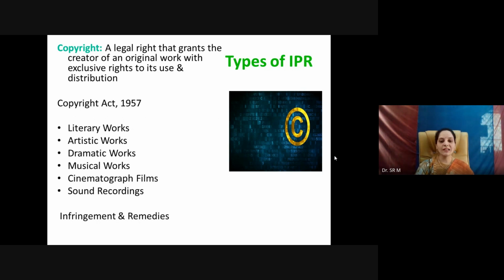Then coming to artistic works. So what are artistic works? It could be paintings, drawings, or even photographs. Say, for example, Mona Lisa, the famous artwork done by Leonardo da Vinci. It is protected by copyright. Then, coming to dramatic works, the plays, scripts, choreography, all this will fall into the category of dramatic works. Say, for example, we have Romeo and Juliet by William Shakespeare. It is protected by copyright because they are trying to guard themselves against unauthorized performances or unauthorized adaptations, right?